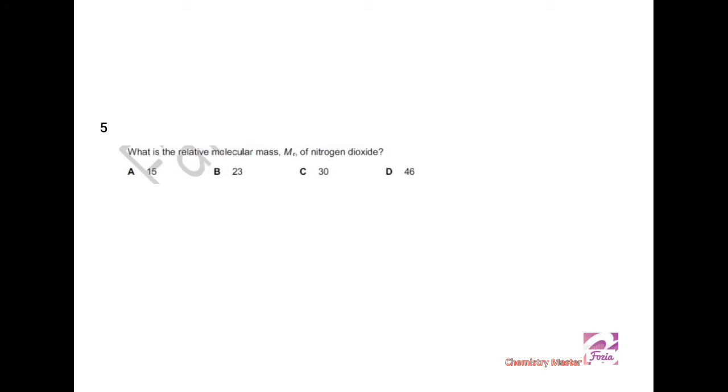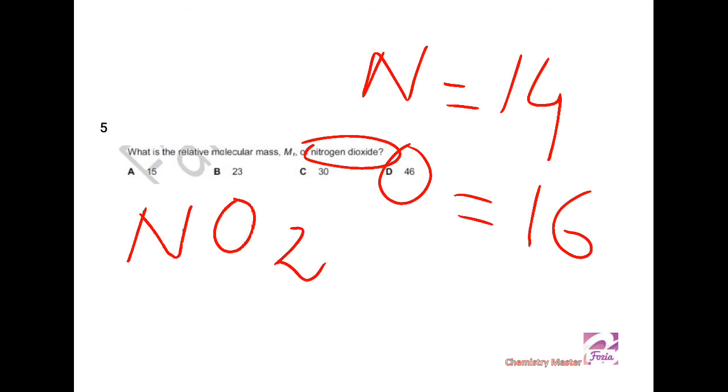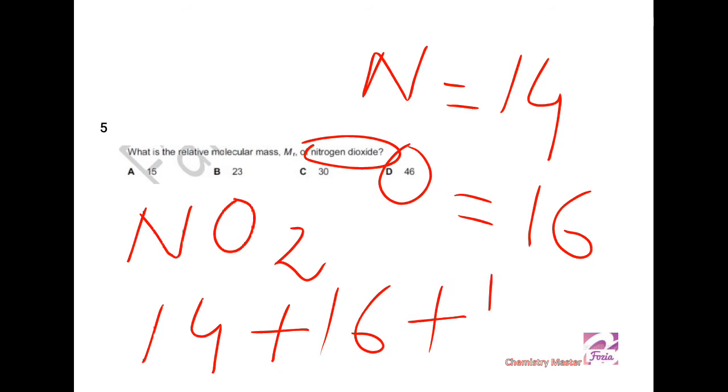The fifth MCQ is, what is the relative molecular mass of nitrogen dioxide? Before starting the working, you need to confirm that nitrogen is 14 and oxygen is 16, the relative atomic masses. And the correct formula of nitrogen dioxide is NO2. Now you can work. Nitrogen is 14 plus 16 plus 16 because 2 atoms of oxygen are present in one molecule. Now work it out for yourself.